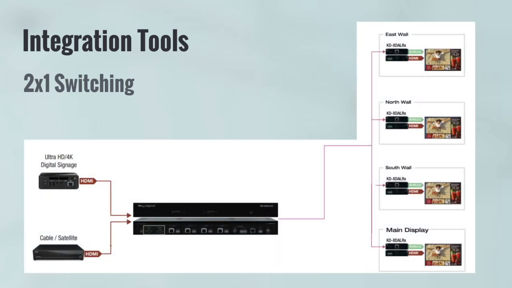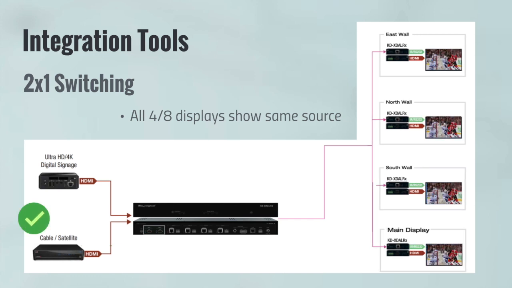Let's take a closer look at the 2x1 switching feature of the product. It very conveniently allows you to toggle between one connected source or the other. So in a typical application, you may have digital signage up and then want to switch to a local big event that can be displayed on all 4 or 8 displays, such as sports.